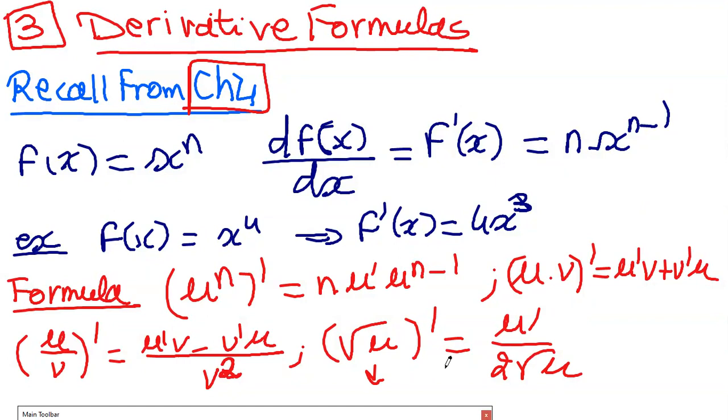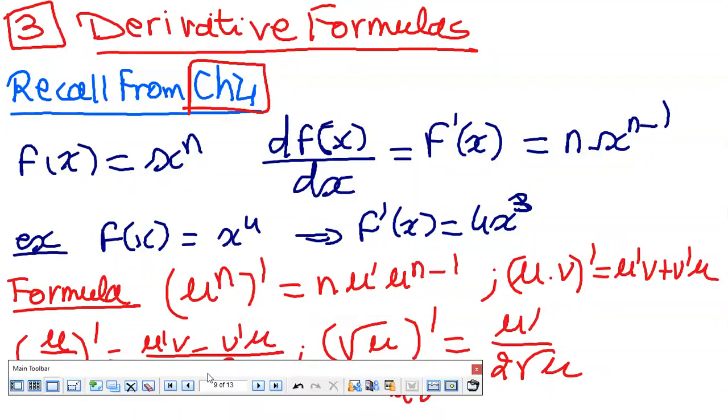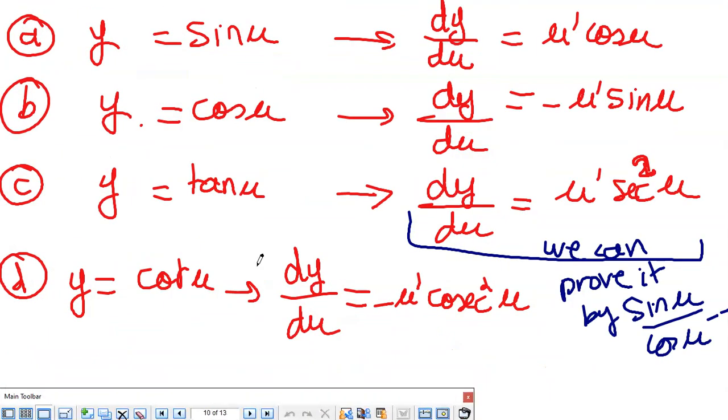And also the radical, if you don't remember the formula, you can do it as an exponent, and you can go back to the formula of u^n. The derivative of sine u is u prime cosine u. The derivative of cosine u is minus u prime sine u. So those are the formulas that I was talking about. Sometimes I will ask you to use the definition of the derivative to find the derivative, or to use the formula. It's linked to the question.